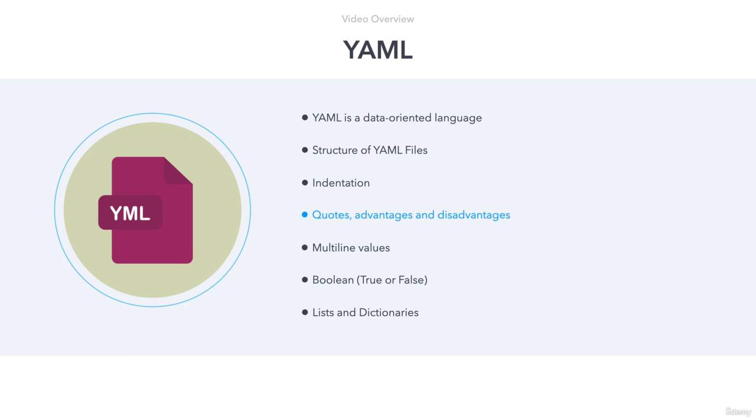We're going to take a look at multi-line values and how YAML accommodates the different options. We'll look at how true or false can be represented in YAML. Finally, we're going to be looking at lists and dictionaries.